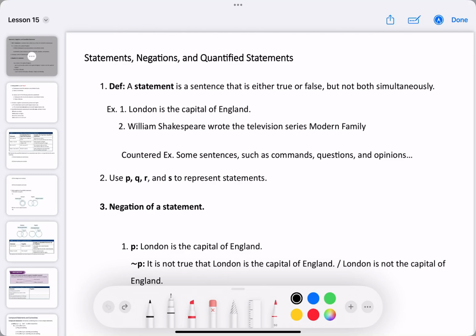Everyone, let's learn a new lesson: statements, negations, and quantified statements. First one, definition of a statement. A statement is a sentence that is either true or false, but not both simultaneously.